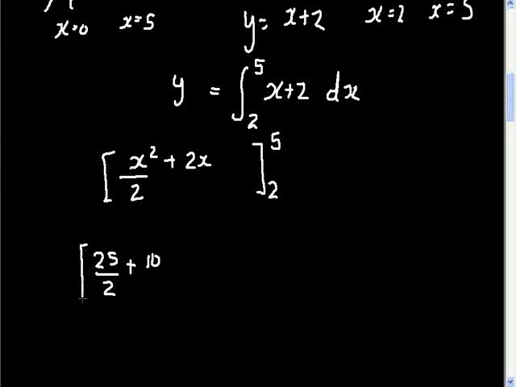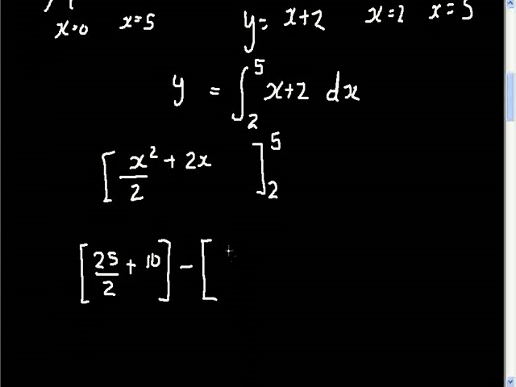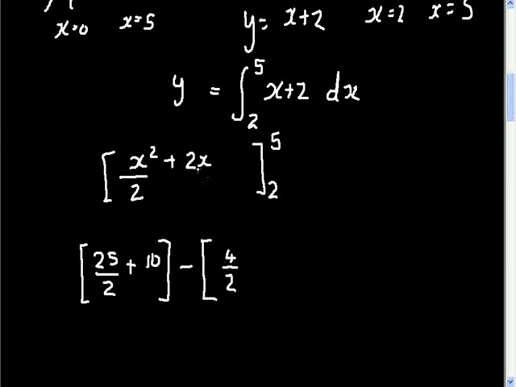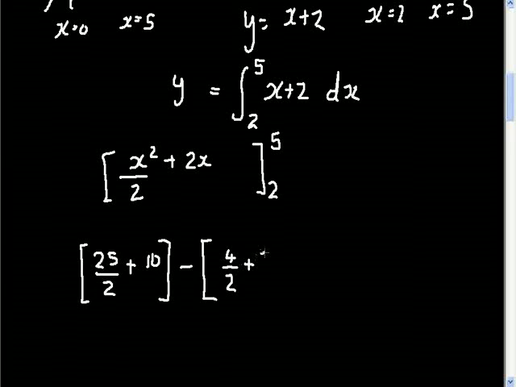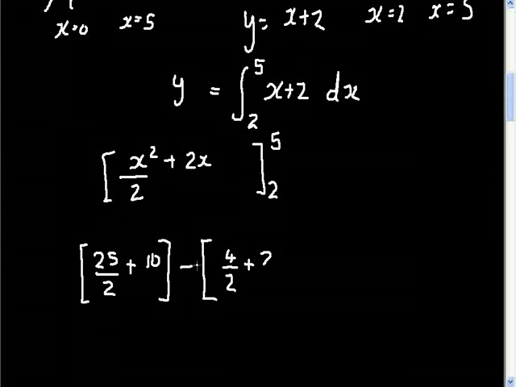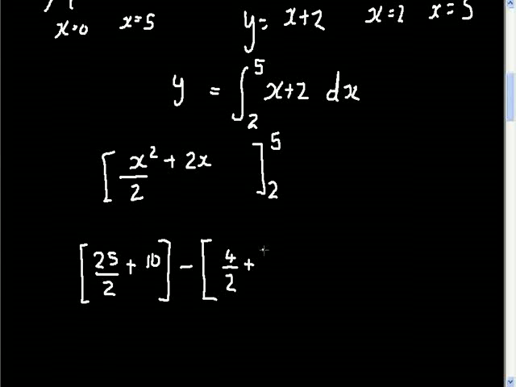Next, I substitute 2 into this, but the result that I get from that substitution, I've got to subtract from this. So I substitute 2 into that, so that's 2 squared, which is 4. 4 divided by 2, and then 2 times 2 is 4. All right, and that's what you get.